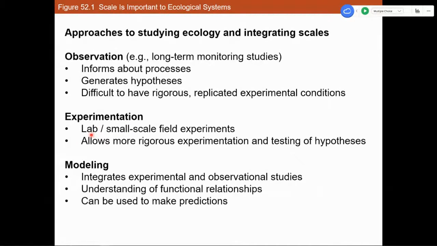So that's where you can do either lab experiments or small scale field experiments to see whether those hypotheses that you generated are correct or not. And they allow more rigorous experimentation and testing of hypotheses, so you can see if your predictions are correct if you test those certain hypotheses.